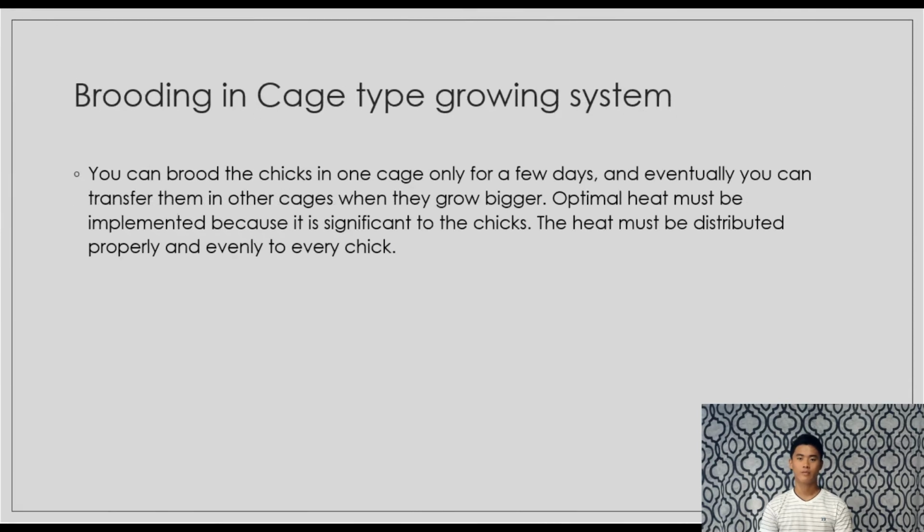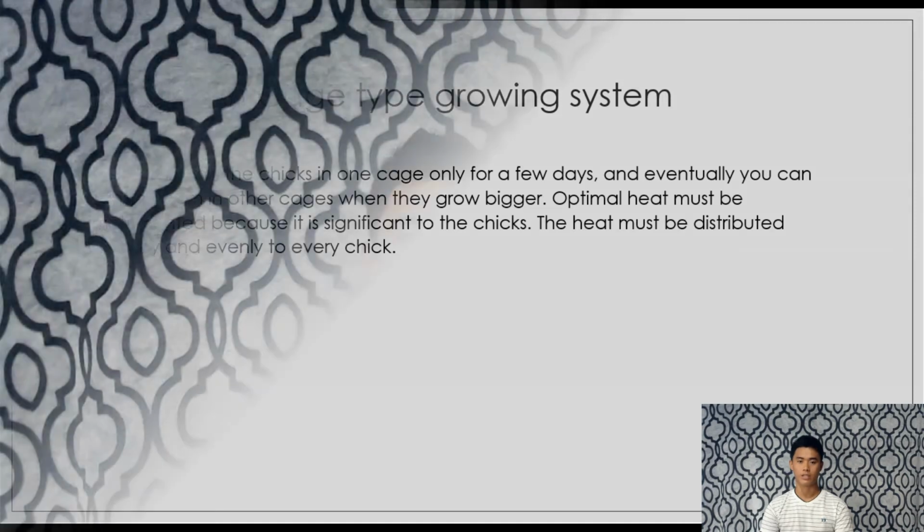Brooding in cage type growing system. You can brood the chicks in one cage only for a few days, and eventually you can transfer them to other cages when they grow bigger. Optimal heat must be implemented because it is significant to the chicks. The heat must be distributed properly and evenly to every chick.